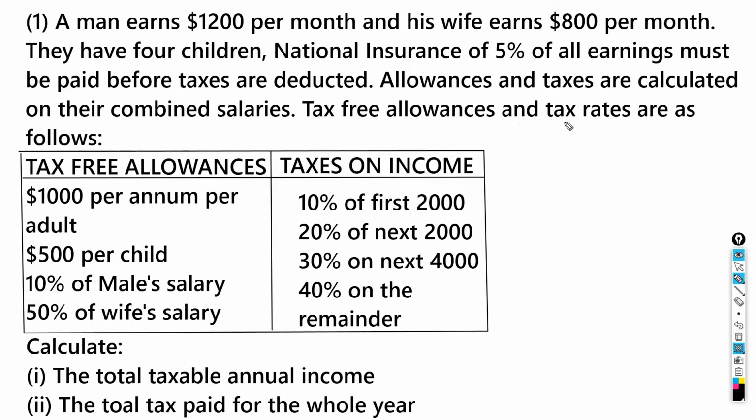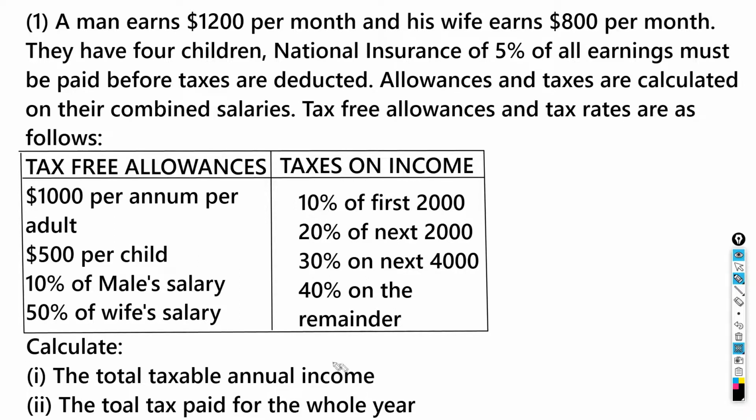Tax-free allowances and tax rates are as follows. Tax-free allowances are $1,000 per annum per adult, $500 per child, 10% of the male salary and 50% of the wife's salary. Taxes on income are 10% of the first 2,000, 20% of the next 2,000, 30% on the next 4,000, and 40% on the remainder. So it says calculate the total taxable annual income.